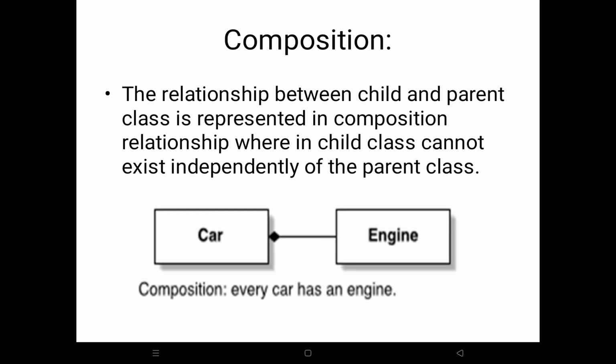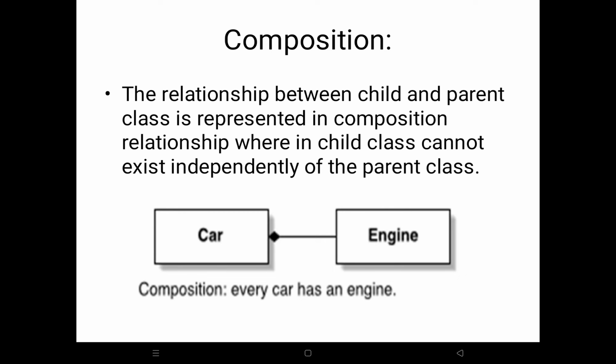The next very important relationship is the composition relationship. What do you mean by composition relationship? The relationship between child and parent class is represented in the composition relationship. See here, the child class cannot exist independently of the parent class. Every car has an engine. Without an engine, what is the meaning of the car? So the car cannot exist independently of the engine, and the engine cannot exist independently of the parent class. This is called the composition relationship.